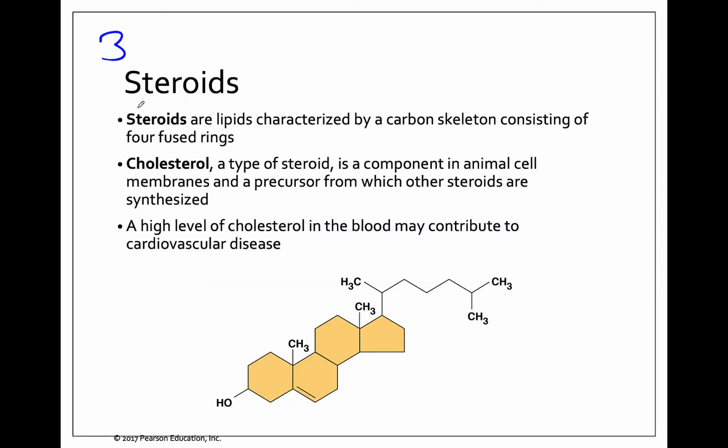The third and final group of lipids are steroids. And steroids are characterized by their structure. So now instead of fatty acid chains, we have rings. There's 1, 2, 3, 4 carbon rings. Three of these have 6 carbons, and then one of them has 5 carbons. And then there's different functional groups off of these.